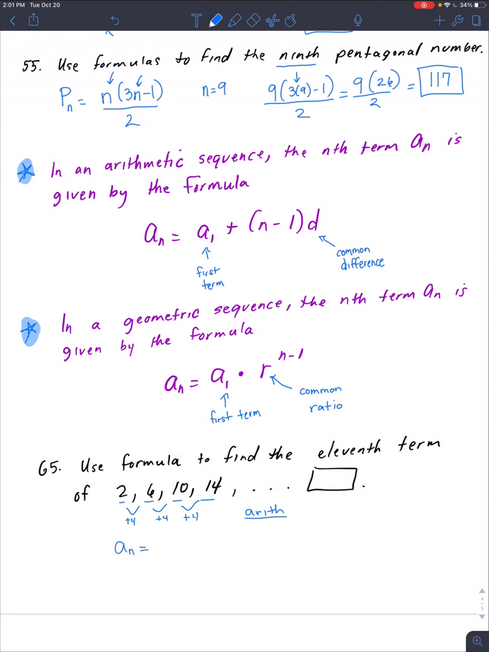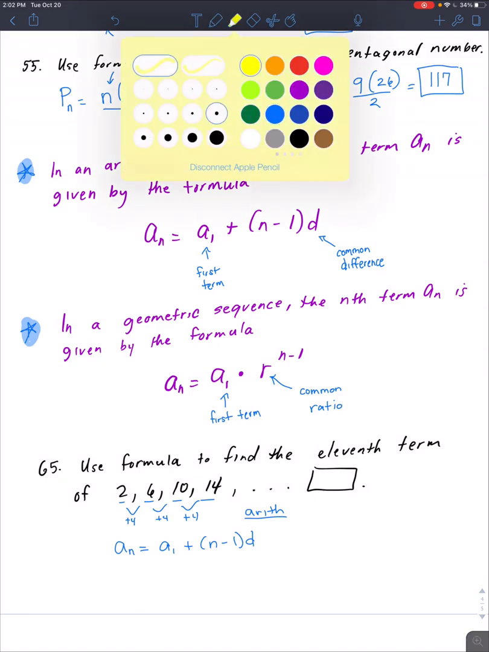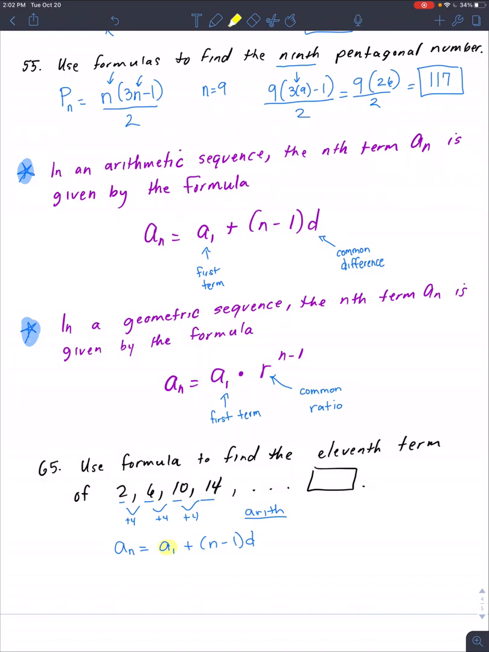So I need to use my arithmetic formula, so I'm going to write it down. A sub n is equal to a sub 1 plus n minus 1 times d. Alright? Make sure you use the correct formula. Next, I'm going to put my first term. Remember, a sub 1 is my first term. What is my first term? 2. Good. And d is the common difference. What is our common difference? 4.